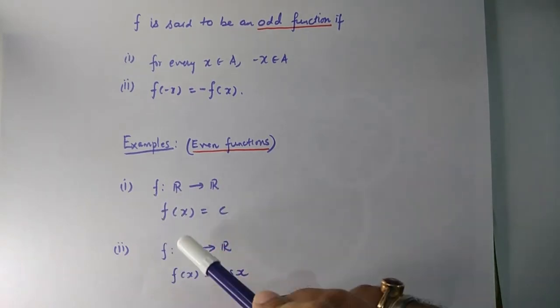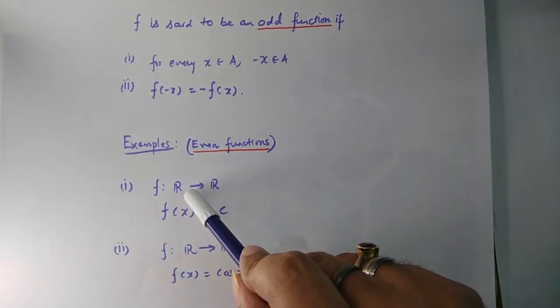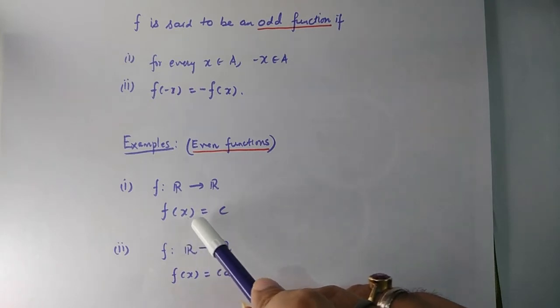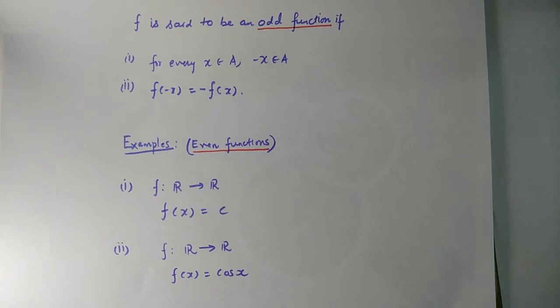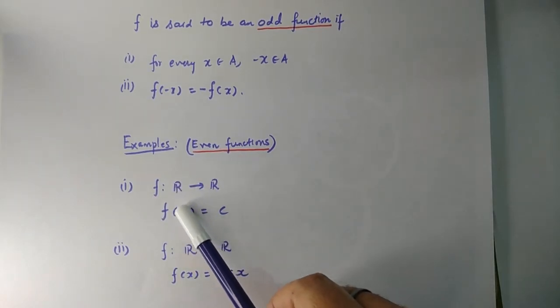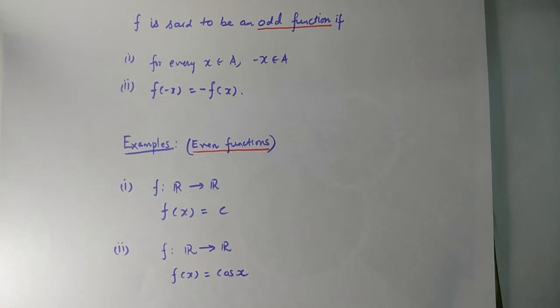The first example is that of a constant function f from R to R such that x maps onto a constant number c. It is very easy to check why it is an even function, because our domain is the whole of R. So for every x, minus x also belongs to R. And since the function maps every x to a constant, therefore f of x is equal to f of minus x for every x belonging to R.